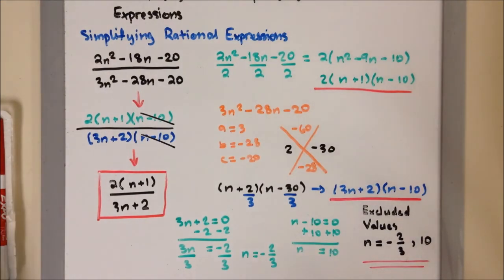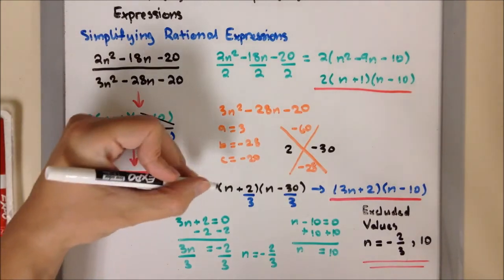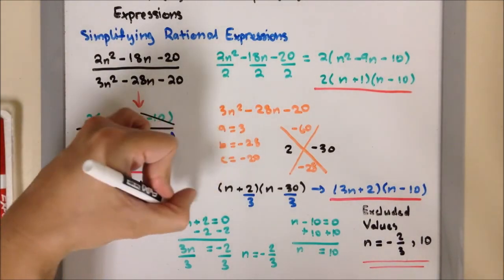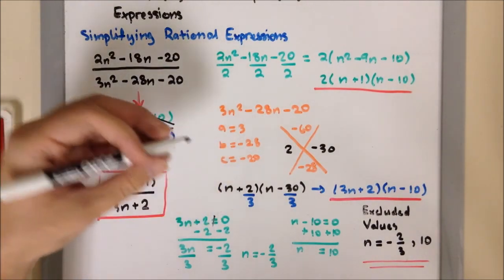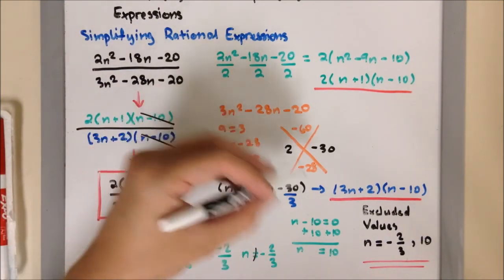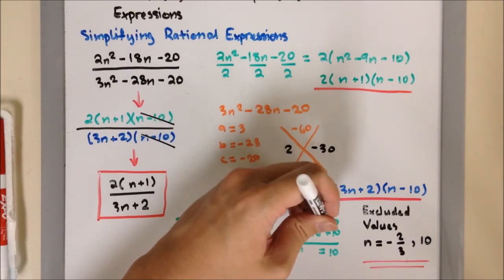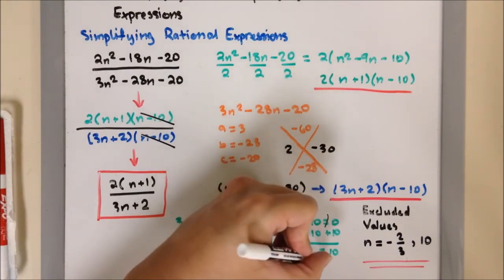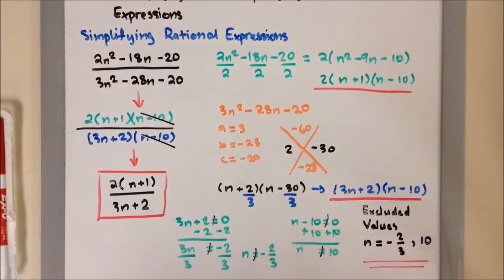Now, to review, if the question was phrased, find the values of n that the denominator cannot equal, we simply change the work: 3n plus 2 not equal to 0. Therefore, n does not equal negative 2 over 3. n minus 10 not equal to 0. So therefore, n does not equal 10. Again, you do that if the question was phrased, find the values of n where the denominator does not equal 0.